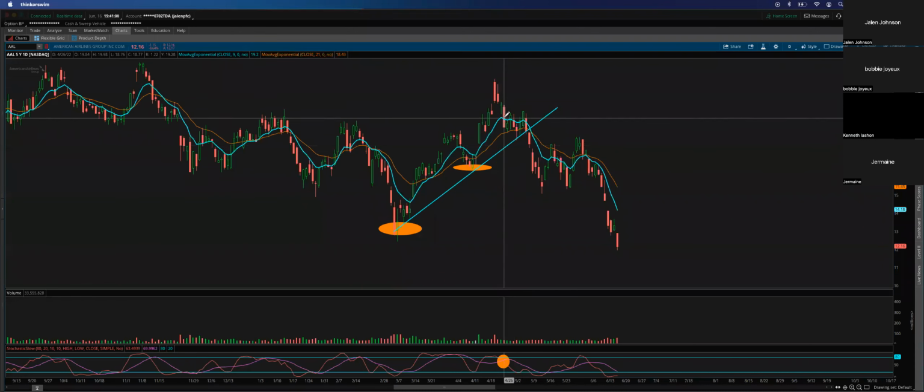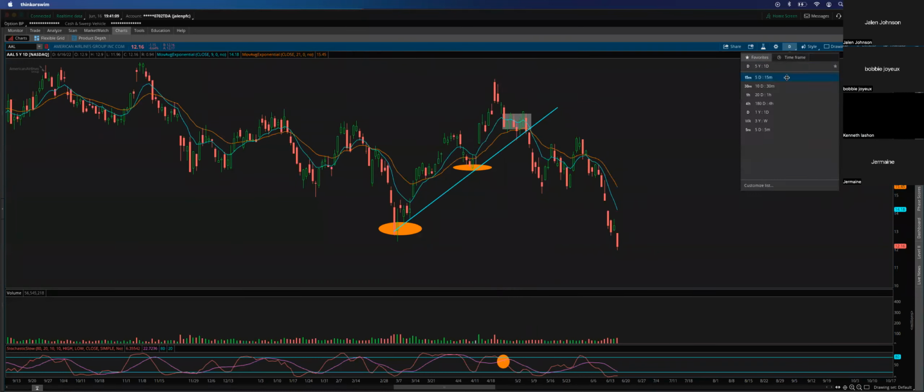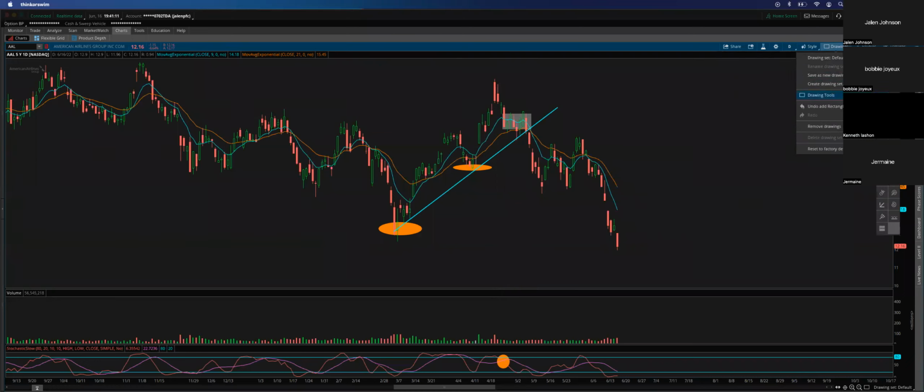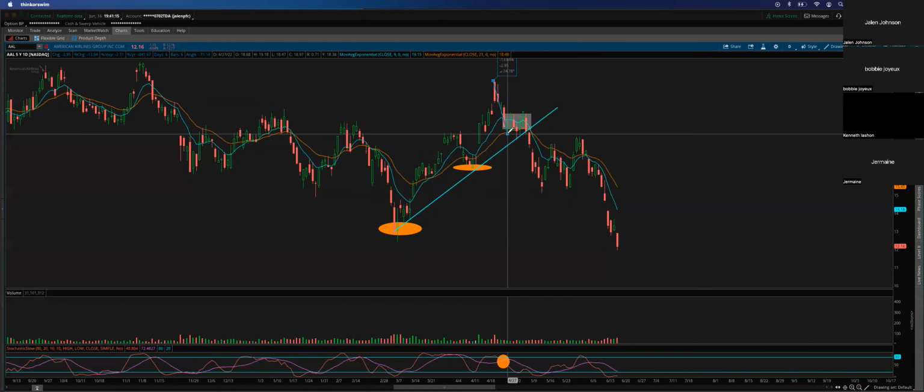So it made a move down. We had a consolidation, right? The move that it makes before it gets to that consolidation is normally the move that happens again. So normally we have an impulsive move down, correction, impulse, right?